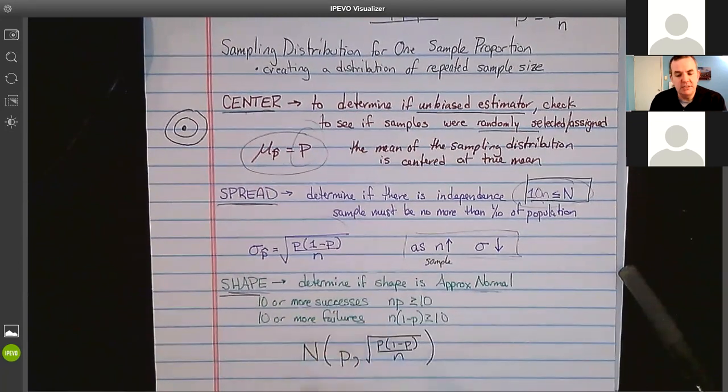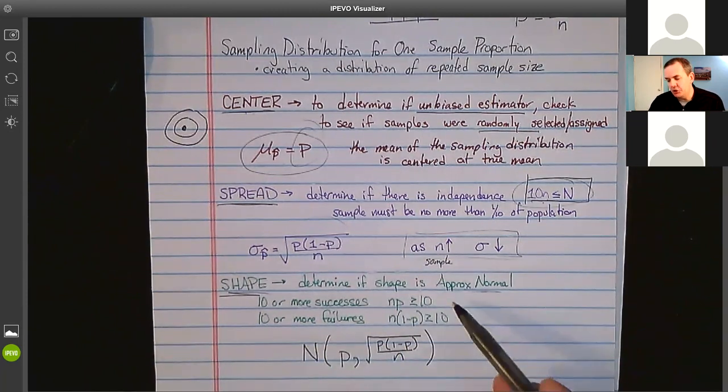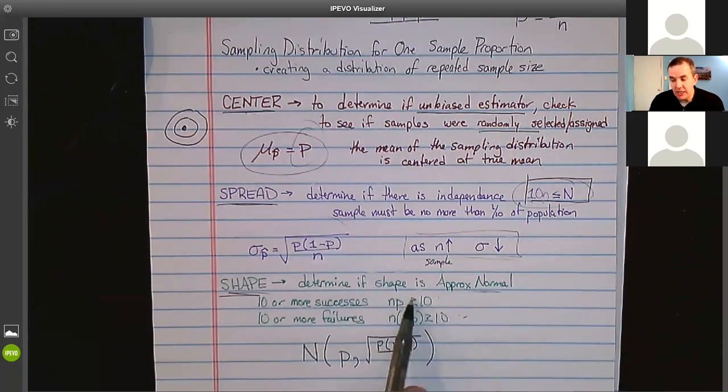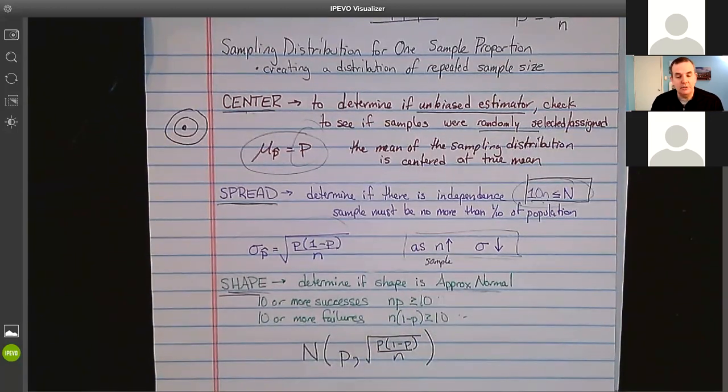And then the last piece is to determine the shape. That's where I need to make sure I've taken a large enough sample size that I can be sure I'm going to have at least 10 successes and at least 10 failures: at least 10 orange ones, and at least 10 that are not orange of the Reese's Pieces. I need to check that. And if I can check those two conditions, the successes and failures, I can describe the shape as approximately normal.